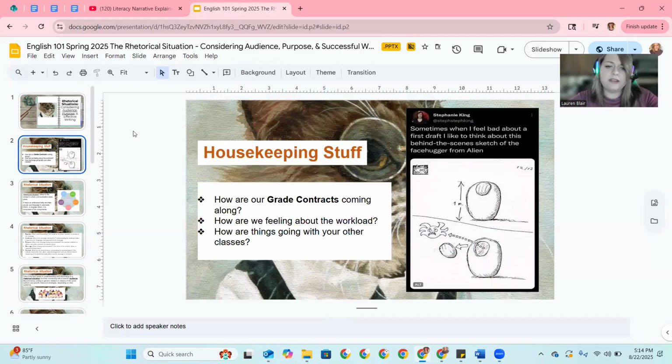How are our grade contracts coming along? Remember, those are due at the end of the week. Those are due on Sunday at 11:59 p.m. So make sure you have those submitted. How are we feeling about the workload? I know that many of you are taking several classes this term.